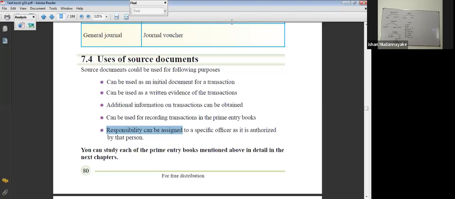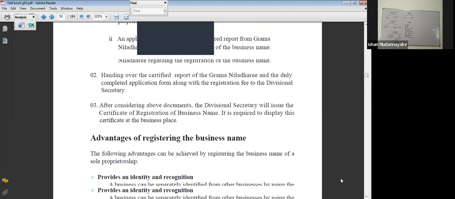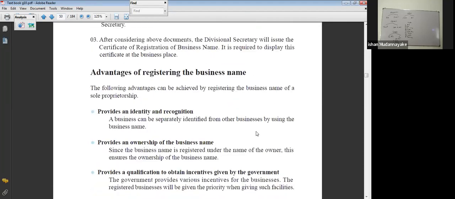These are the advantages. Provide an identity and recognition. Now, legal personality? No. Here, for a sole proprietorship, you can't get legal personality. You can't write down legal personality. There is no legal personality for a sole proprietorship business or a partnership business. Here, provide an identity and recognition, and then provide ownership of the business name.